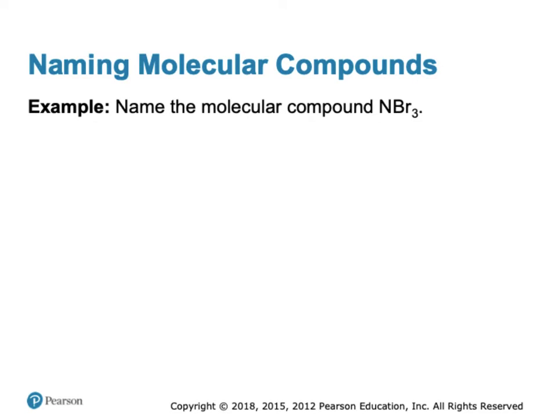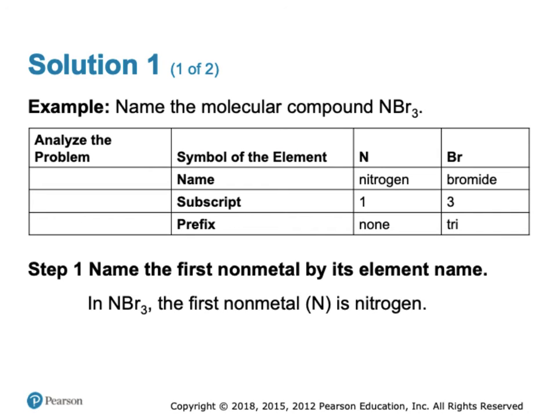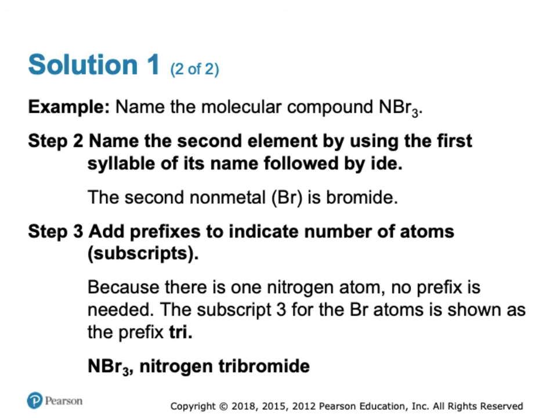So here's an example. We have the molecular compound NBr3. So pause the video and write the name for this compound. So it would be nitrogen tribromide. Again, this is just laying it out in table form. There's one nitrogen, so there's no prefix. There are 3 bromines, so the prefix is tri. It is the second element, so we use the first syllable and change the ending to "ide." And so we have nitrogen tribromide.